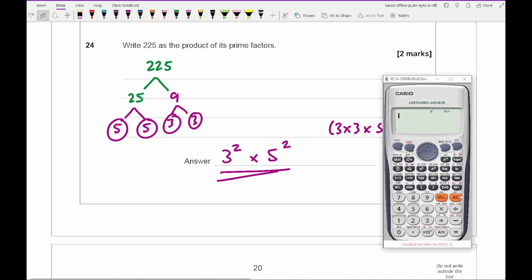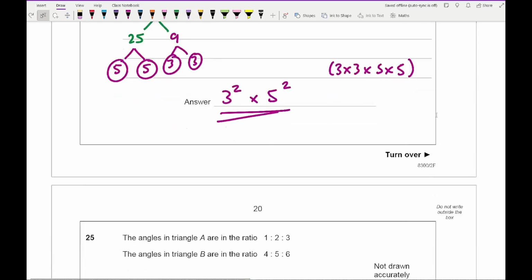I'm just going to show you how you can do that. So if you enter 225, press equals, and then press shift and then the fact, it comes up with the answer for you. So again, you could simply write that down and you would get full marks for it.